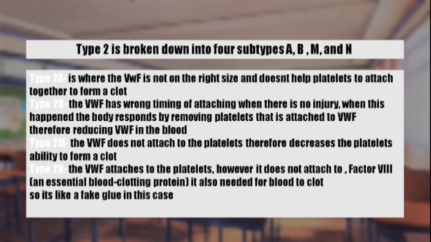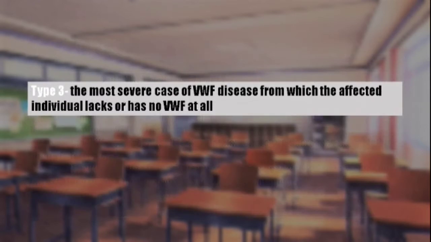Type 2N, the von Willebrand factor attaches to the platelets, however does not attach to factor 8. Factor 8 is an essential blood clotting protein. It is also needed for blood to clot. So, in this case, type 2N acts like a fake glue. Type 3 is the most severe case of von Willebrand disease, in which the affected individual lacks or has no von Willebrand factor at all.